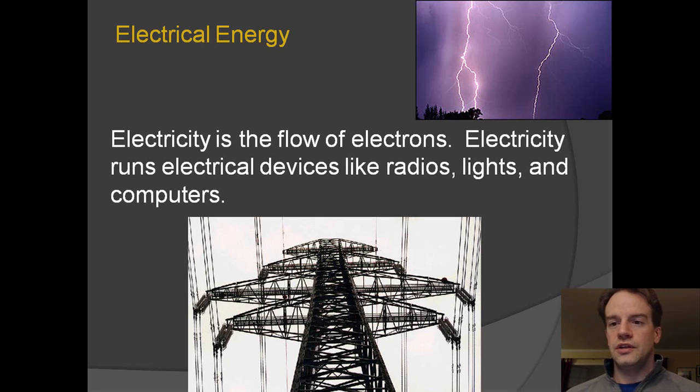Electrical energy is the flow of electrons, and electricity runs all of our electrical devices like radios, lights, and computers. And this is flowing electrons. So when we have flowing, moving electrons, we have that electrical energy, and it's used to do other things, and it's very often converted into different forms of energy.